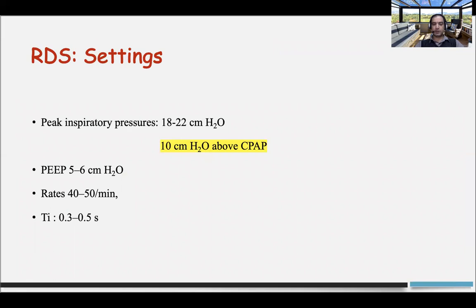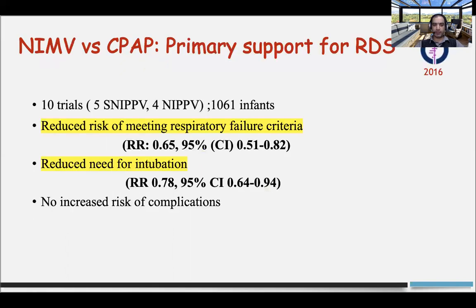For RDS, the PIP used is around 18 to 22 depending on the severity of the disease, or 10 centimeters above the CPAP. PEEP of 5 to 6, rates of 40 to 50, and TI of 0.3 to 0.5, very much similar to the ventilatory settings.